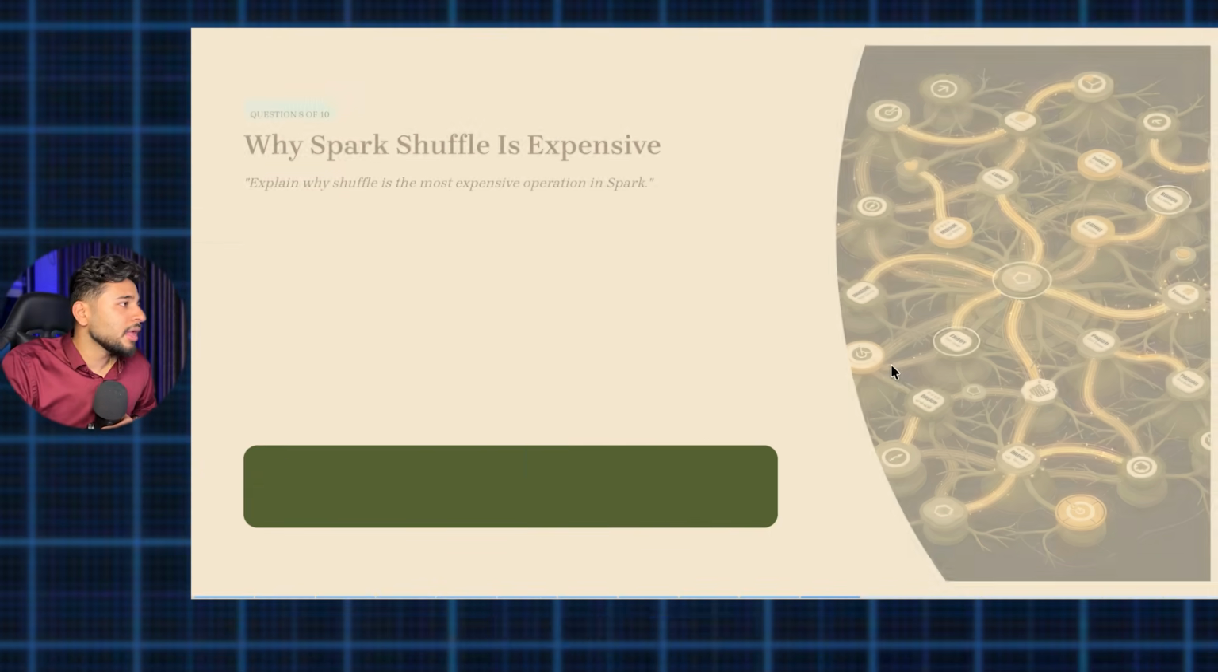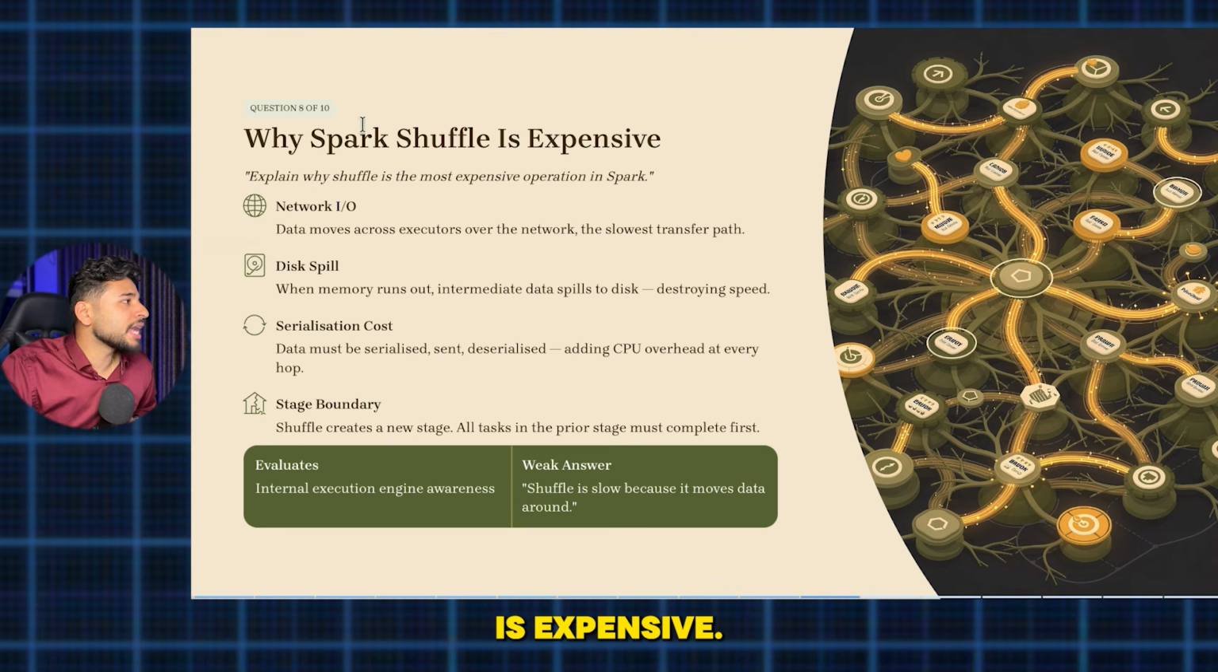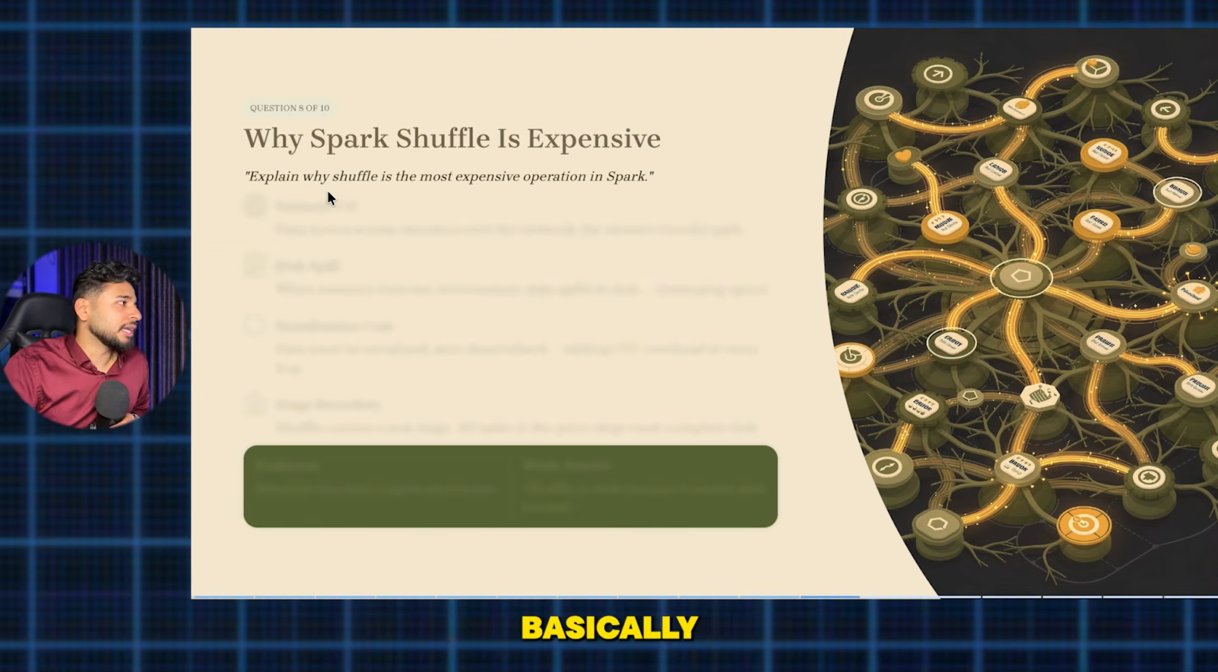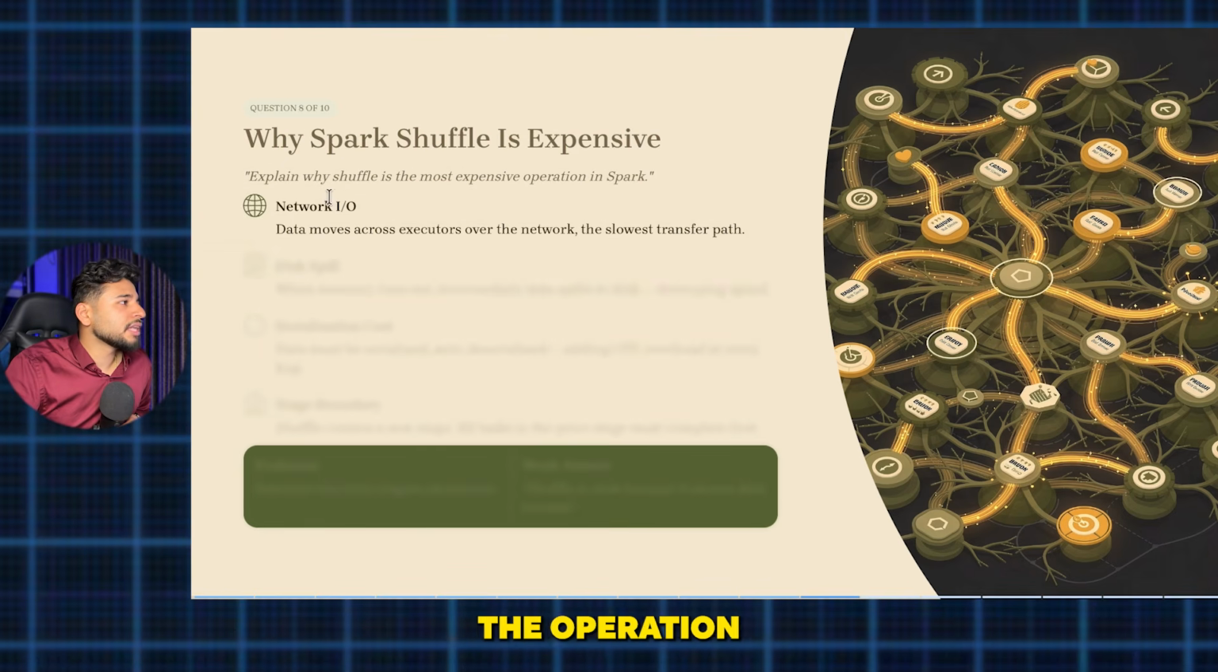Next thing is why Spark shuffles are expensive. Very, very important to understand. It is a classic problem of Spark shuffling. Explain the Spark shuffle operation.